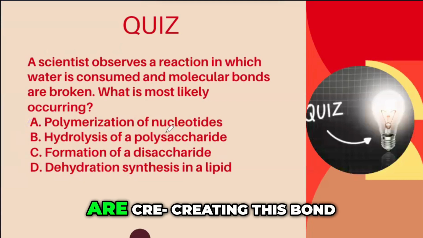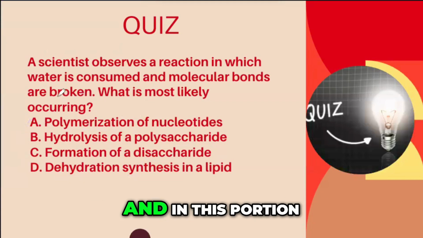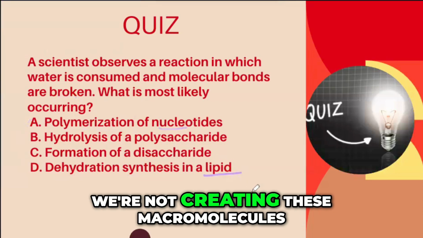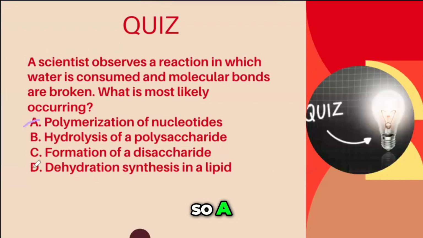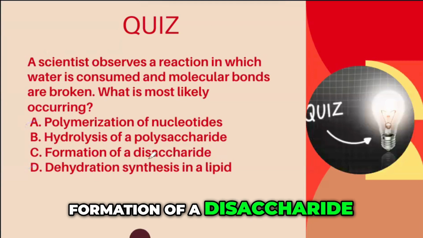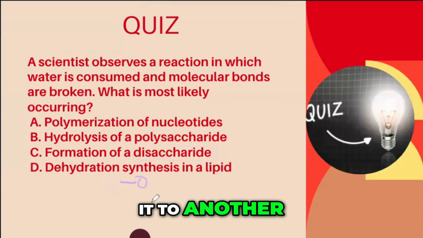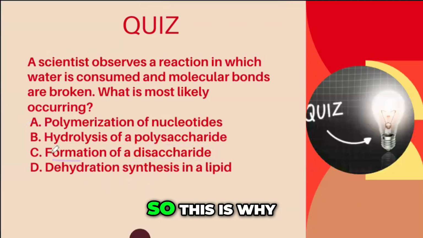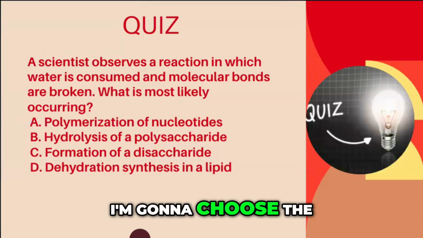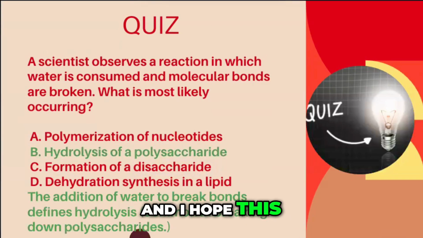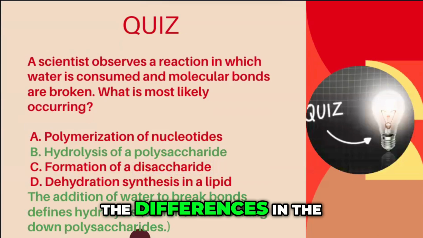Also, we're saying that we are creating this bond, and in this portion, we're saying we're having bonds broken. We're not creating these macromolecules. So A, D, even C, formation of a disaccharide. You don't know what disaccharide is at this moment, but you know the root term di, which means two, which means we're taking one monomer and attaching it to another, especially with the term formation. So this is why I don't like answer choice C either. Given this information, I'm going to choose the best answer choice is B. Knowing that's the correct answer, I hope this video helps you understand the differences in what we reviewed today.